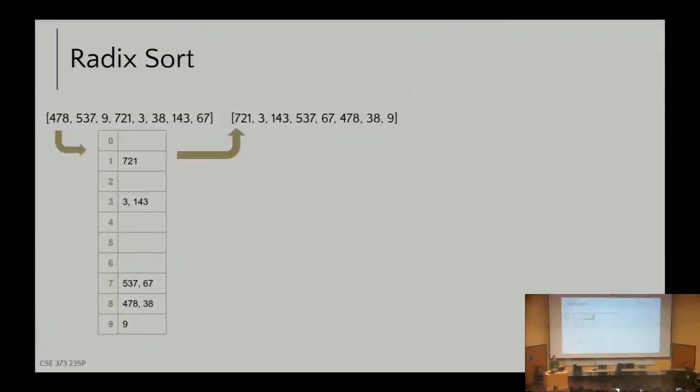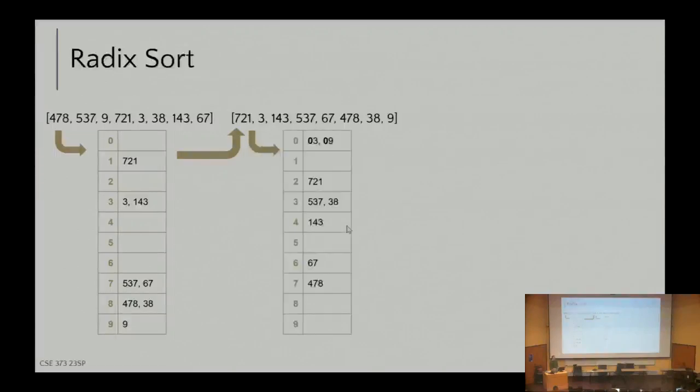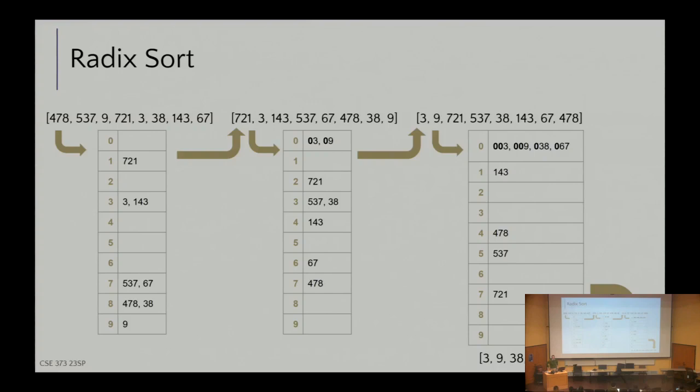But I'm not sorted yet. I've just sorted based on the ones place. So I repeat for the tens place. So 3 and 9 go into the bucket of 0, because I sort of imagine a 0 there. 721 goes into bucket 2, because 2 is in its tens place, so on and so forth. And then I print it out. And you can see I'm getting closer and closer to sorted order. And now, because my largest value in this collection has 3 digits, I do it a third time. And then I end up with a finally sorted list.